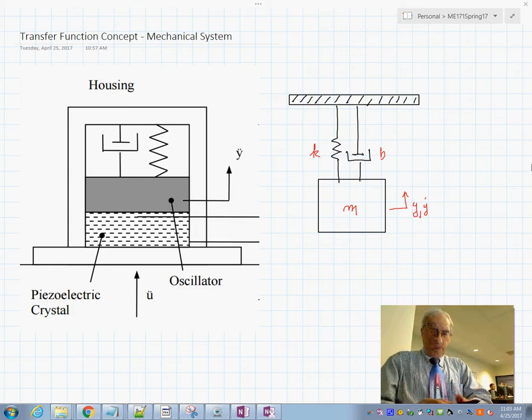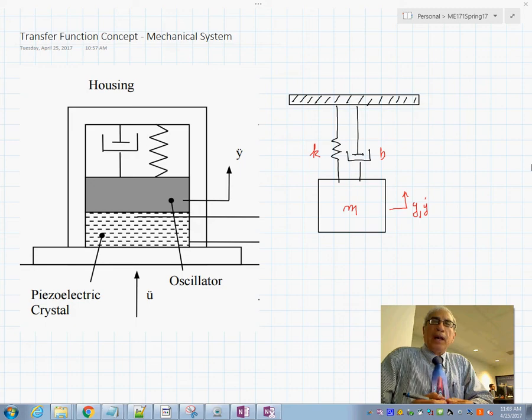Today we are going to see the concept of a transfer function, and to be able to do that we are going to use the mechanical system that is part of an accelerometer device that we are studying in our class. The idea behind a transfer function is to establish a relationship between an output and input. So let's see how that applies to this example.